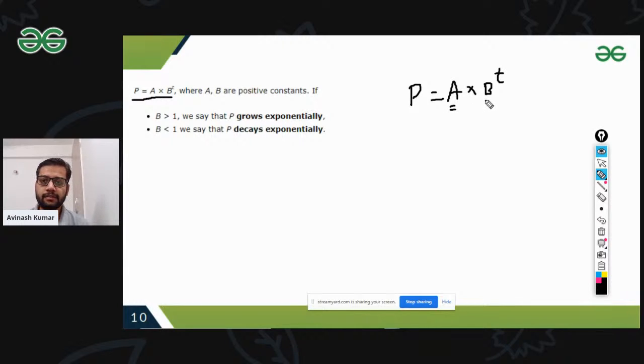This is our constant part. It is also constant, but it is the power of a variable. So anything is possible over here. Whether P is increasing or decreasing depends completely on the base. Suppose I write this equation: y is equal to x to the power 4.